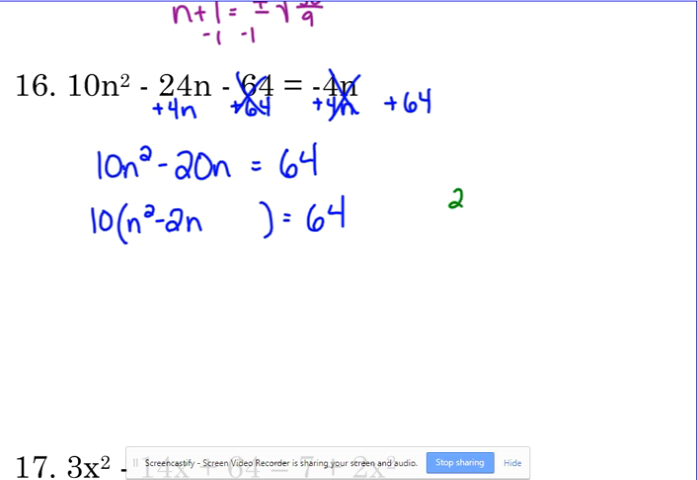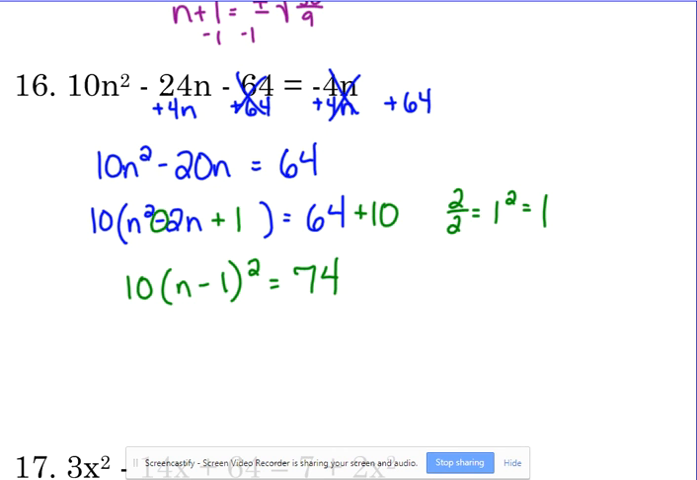Let's complete the square. Same case that we just looked at. B is now 2, so 2 divided by 2 is 1. 1 squared is 1, so we add 1 inside of our parentheses. What do we add to the other side? 10. Okay, so when we factor, it's n minus 1 this time because it was negative 2, squared is equal to 74.